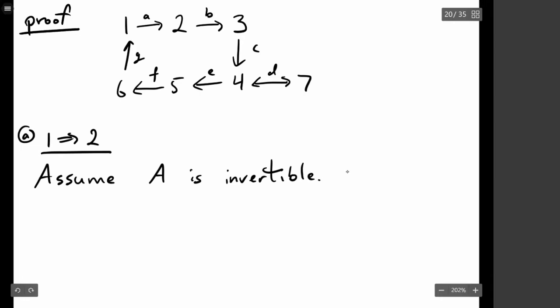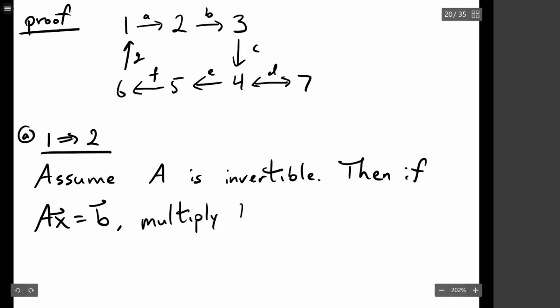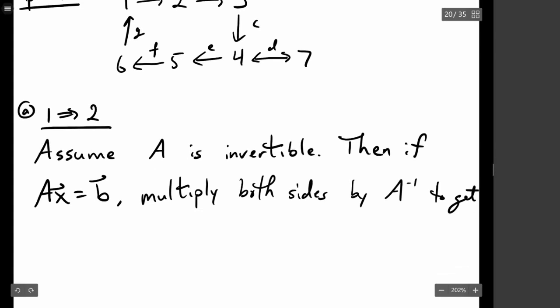Okay? Then, if AX equals B, then if we multiply both sides by A inverse, to get, right, we get X equals A inverse B.